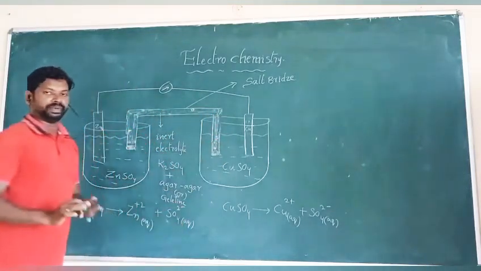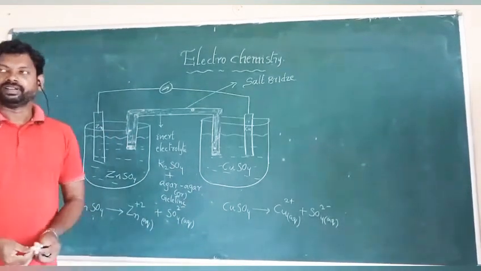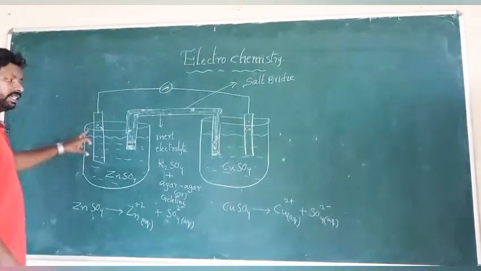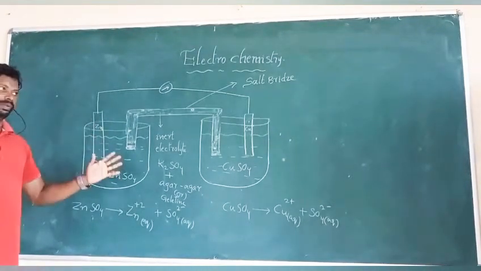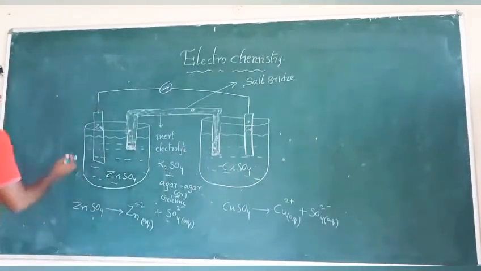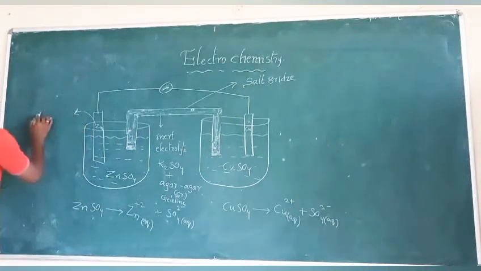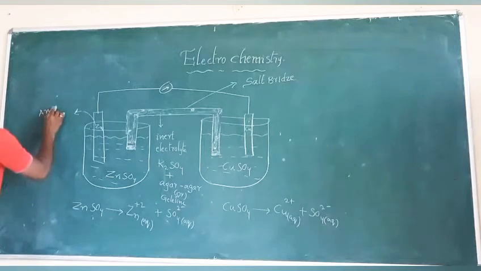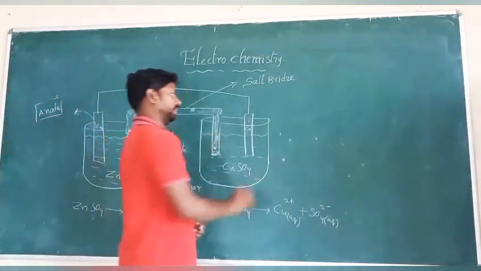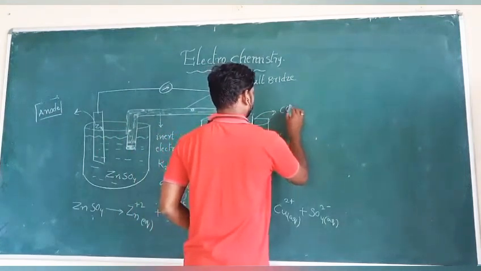Now the circuit is completely closed. So here zinc is acting as an anode and copper is acting as a cathode.